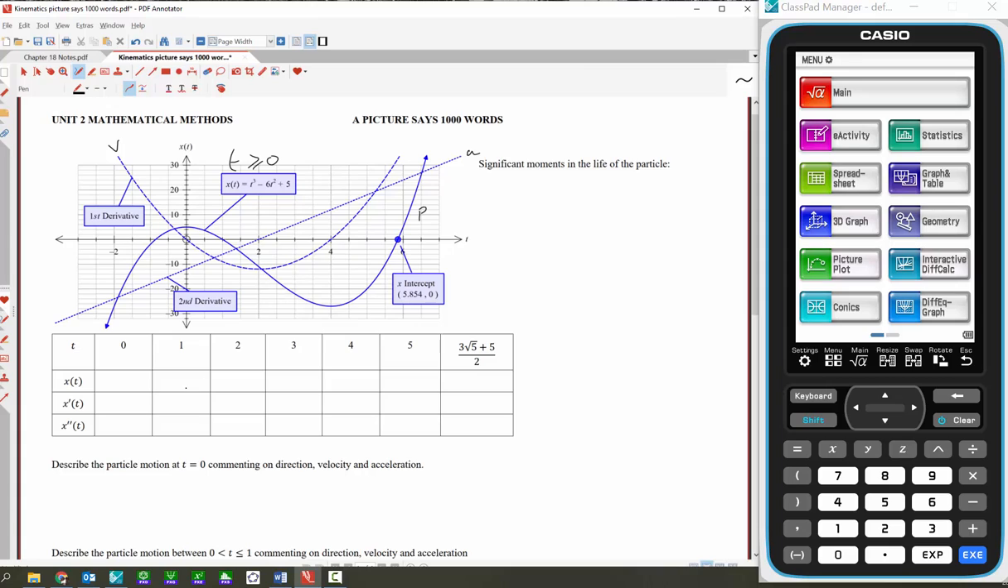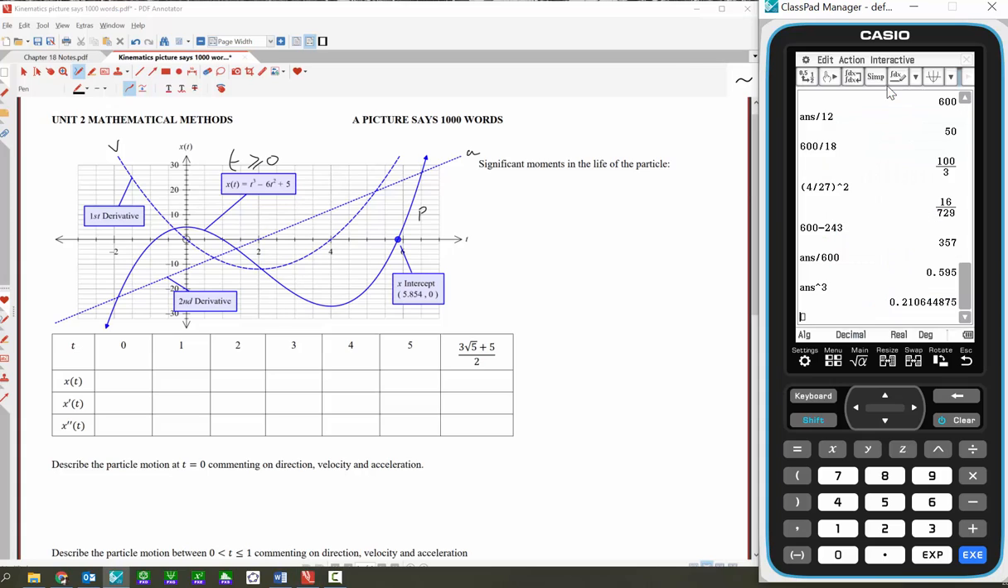Alrighty, so let's go ahead and define this function on our calculators. So we'll go shift 7 for define, f of x equals x cubed, take away 6x squared plus 5. Take away 6x squared. Give that a go. Okay, so the way we'll do this is we've got f of x here.